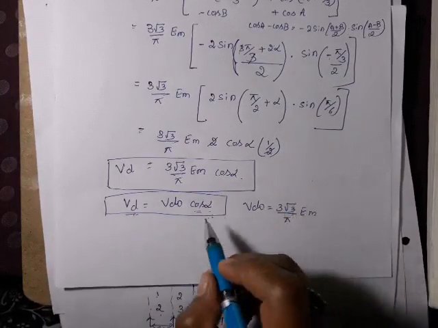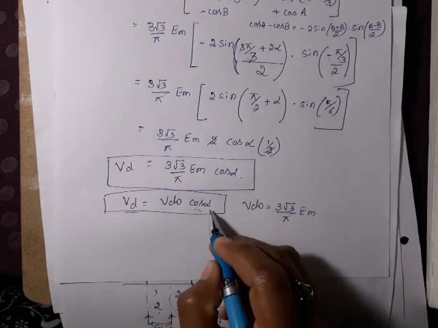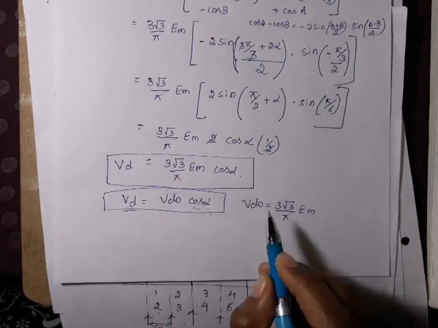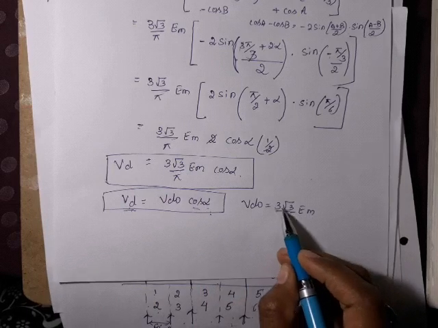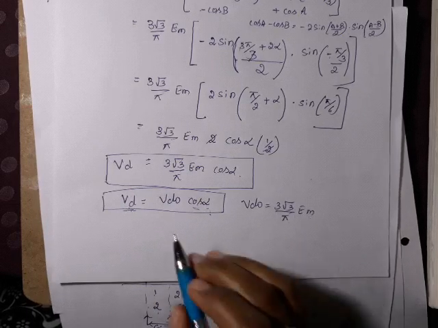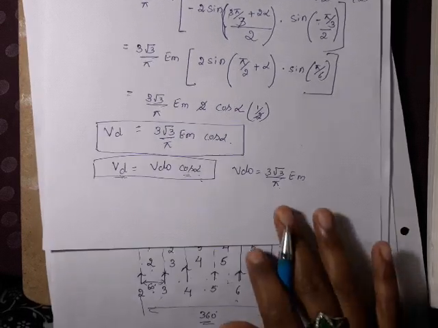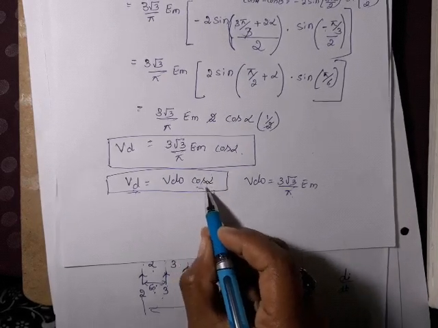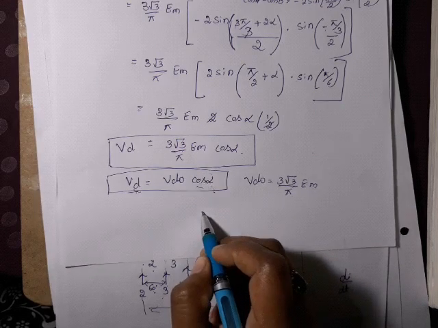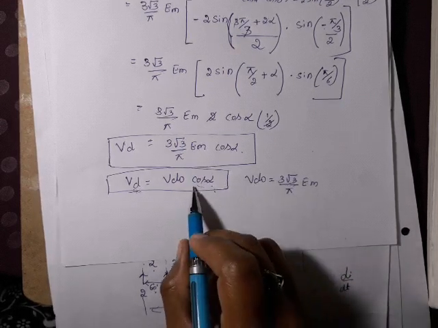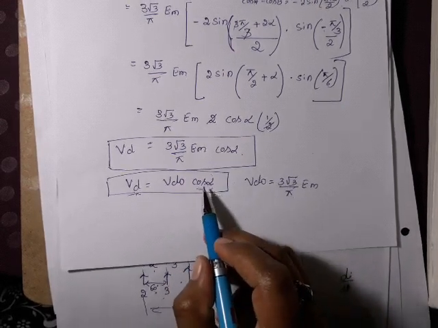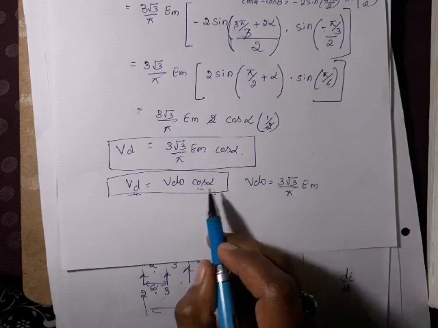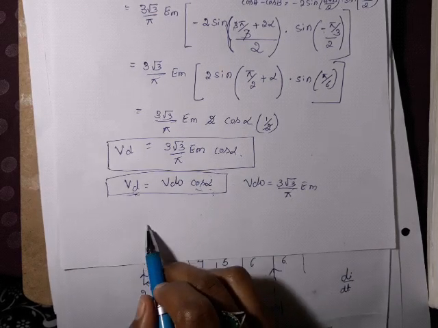Let me assume that the alpha value is 0. When alpha is 0, the value of VD is 3 root 3 by pi times of EM, that is nothing but VDO. As you go on increasing the value of alpha, the net cos alpha decreases, because cos 90 is 0, cos 0 is 1. So when you go on increasing the value of alpha, the output voltage VD decreases.